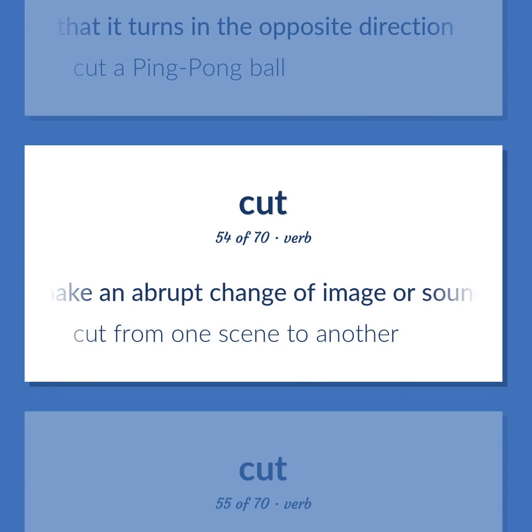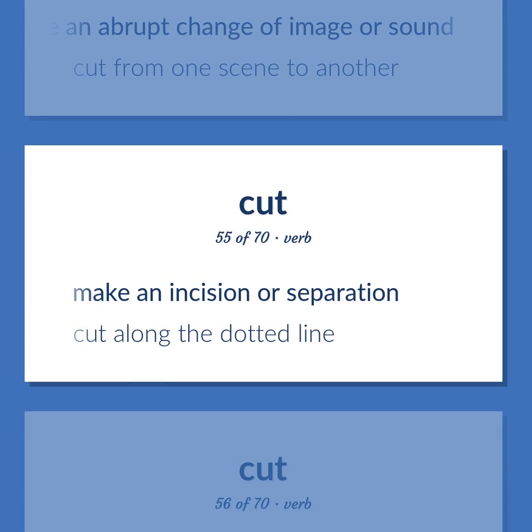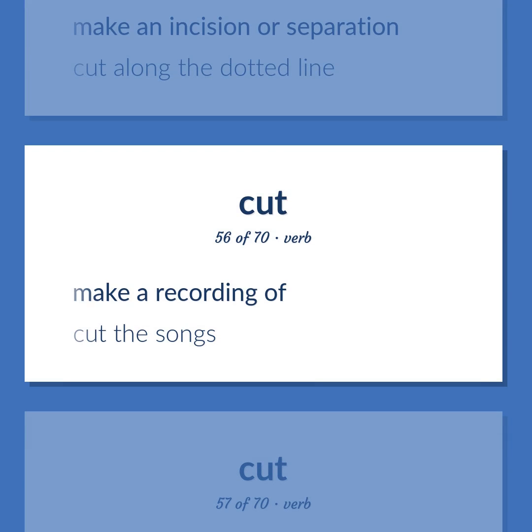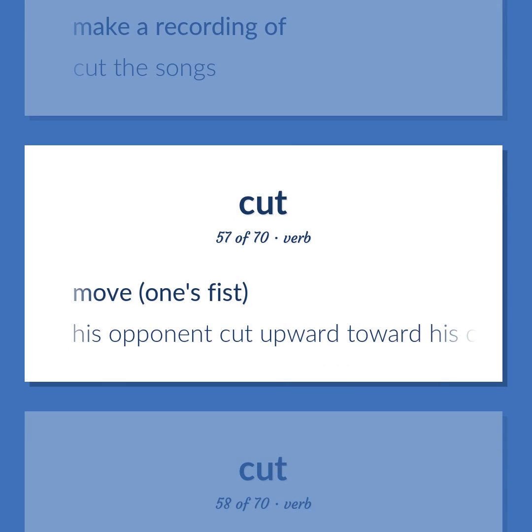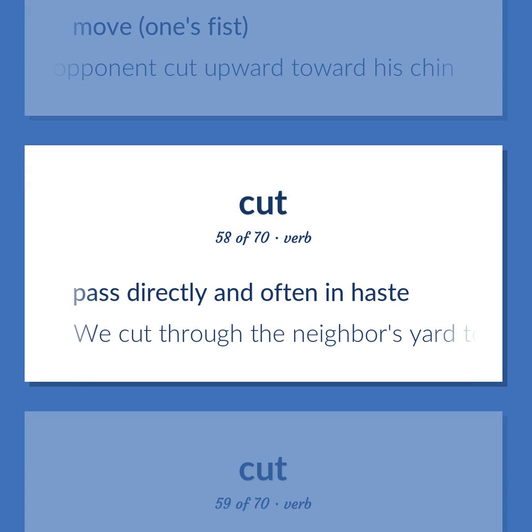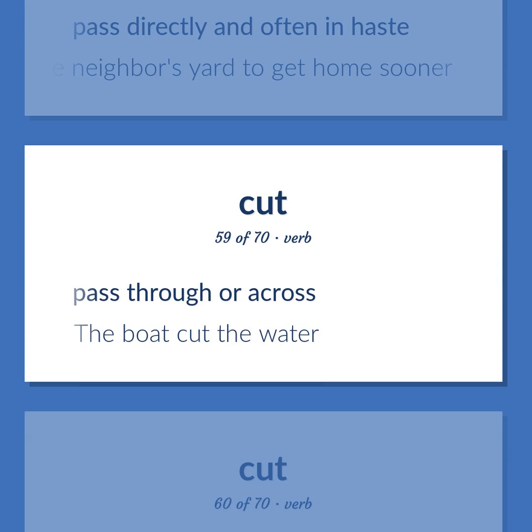Make an abrupt change of image or sound. Cut from one scene to another. Make an incision or separation. Cut along the dotted line. Make a recording of. Cut the songs. Move one's fist. His opponent cut upward toward his chin. Pass directly and often in haste. We cut through the neighbor's yard to get home sooner. Pass through or across. The boat cut the water.